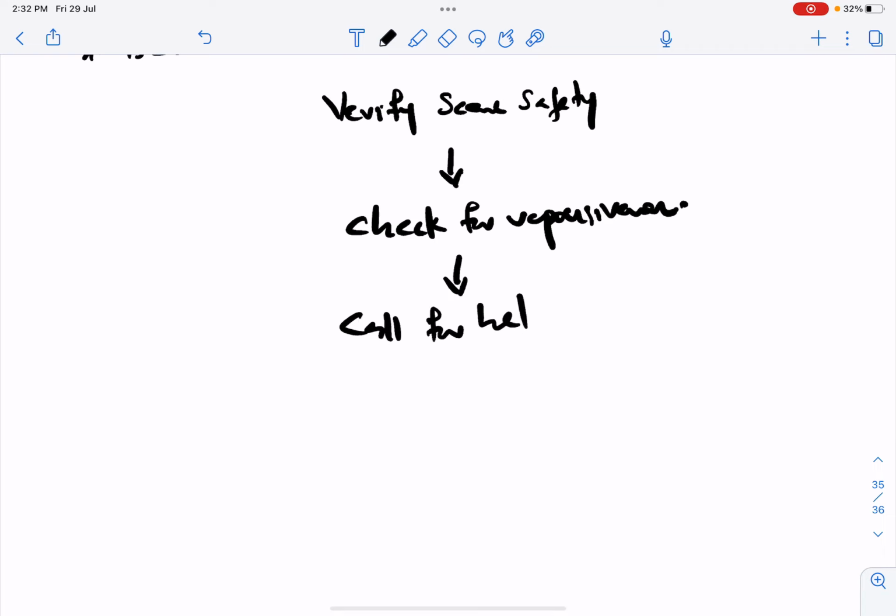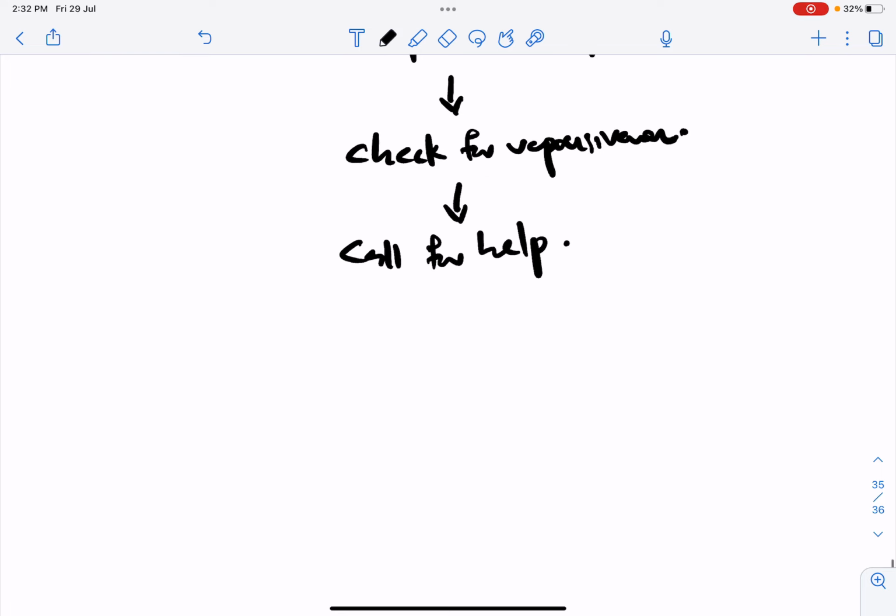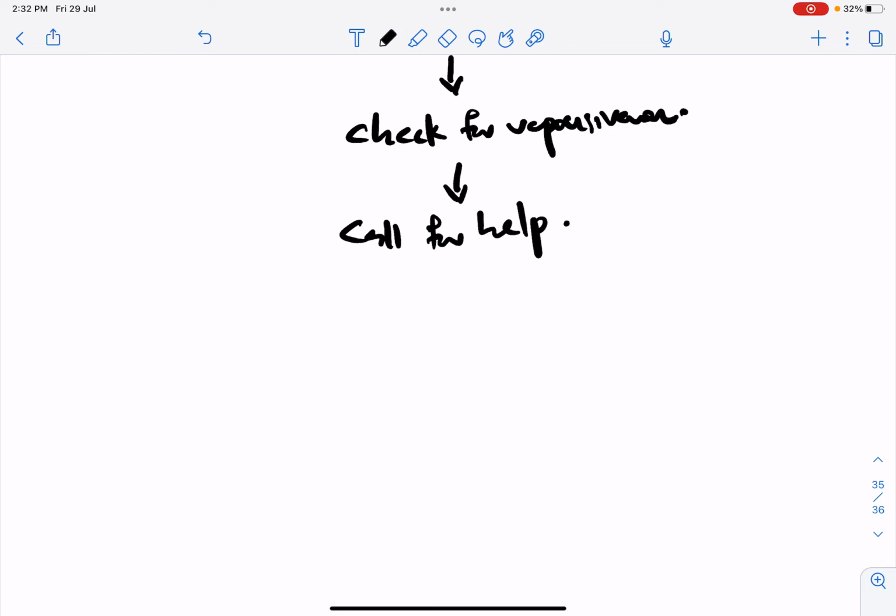Call for help. You can call for help in different ways. If you are inside a hospital, you can activate specific hospital codes to get an AED. And if you are outside the hospital or workplace, you can call the emergency number. The ultimate aim is that you should get an AED or defibrillator.